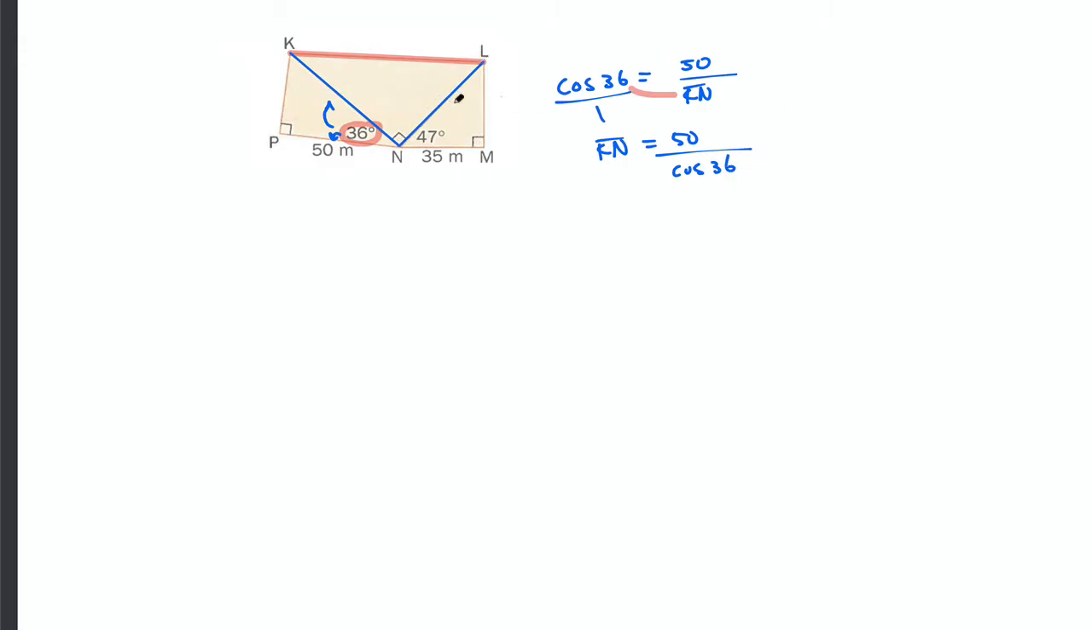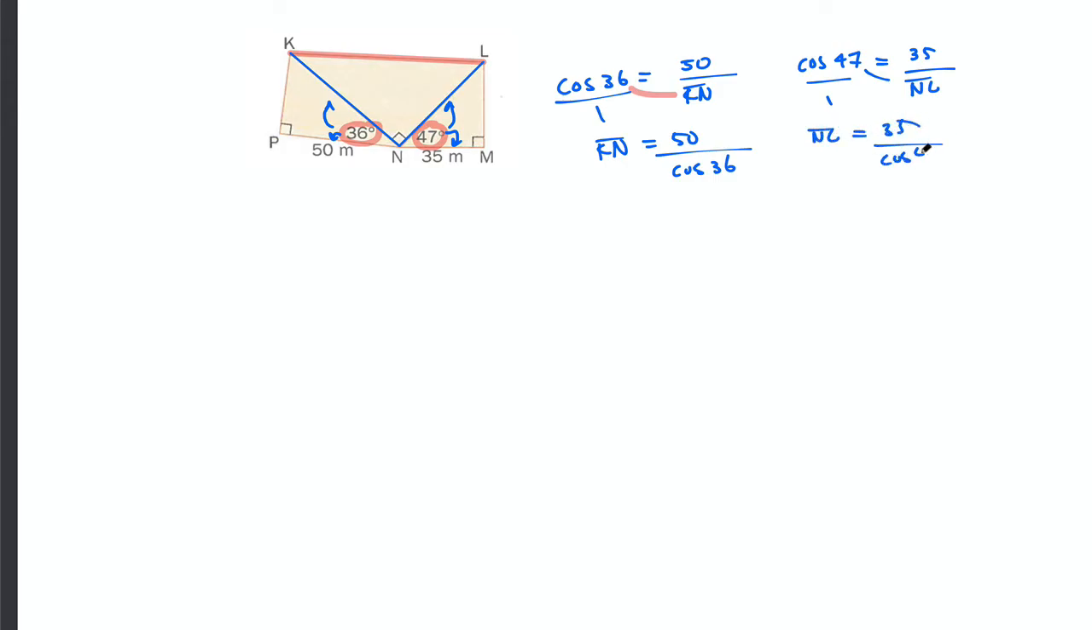And now for NL, this side here, according to this 47, this is our hypotenuse, and this is our adjacent. So we do the same thing. Cosine of 47 degrees is going to equal 35 over the hypotenuse NL. So again, cross multiplying this, just by flipping these two, you can get that NL is equal to 35 over cos 47.